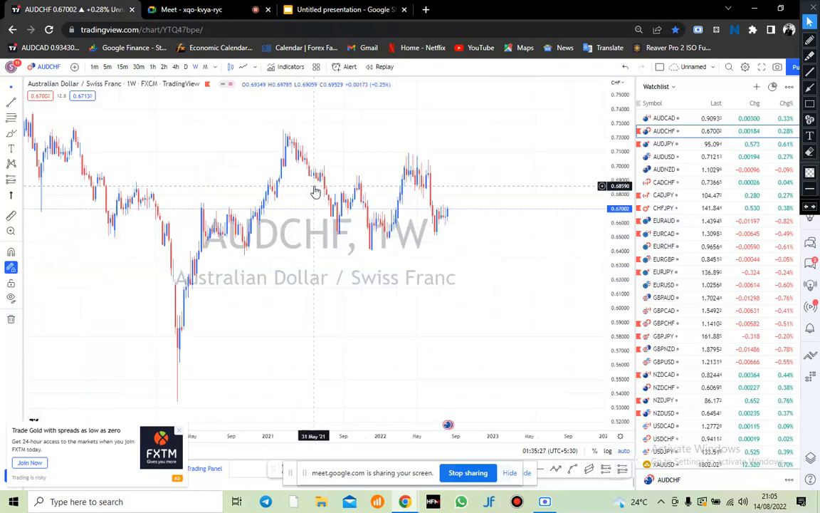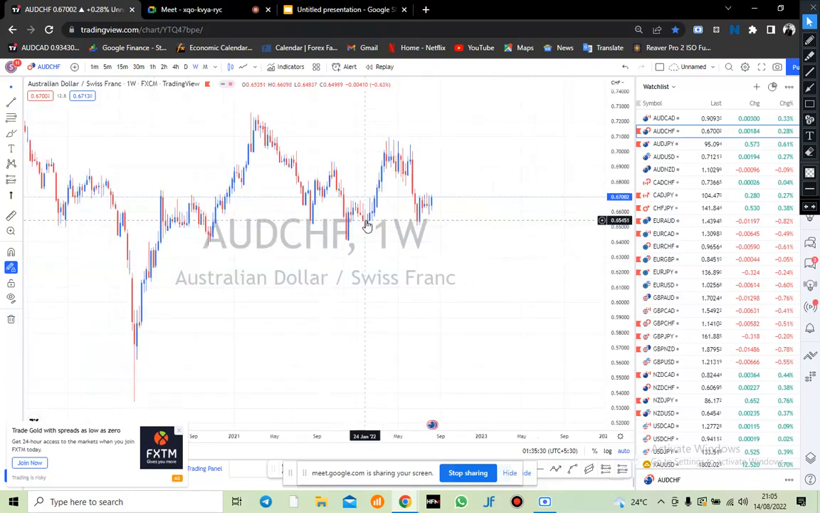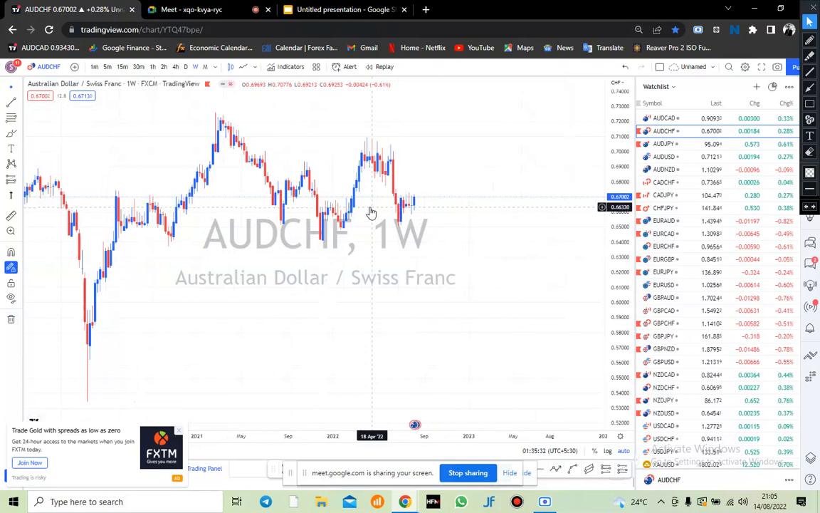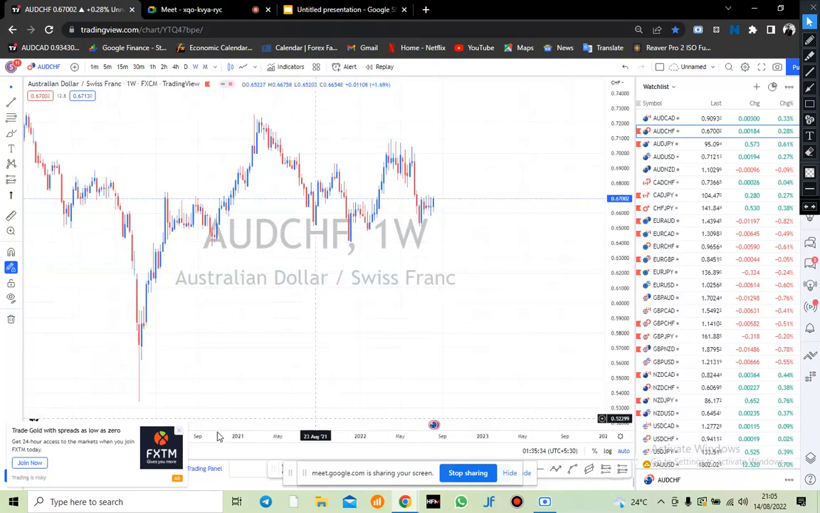So this is the weekly time frame. Now on the weekly time frame, what can you see?